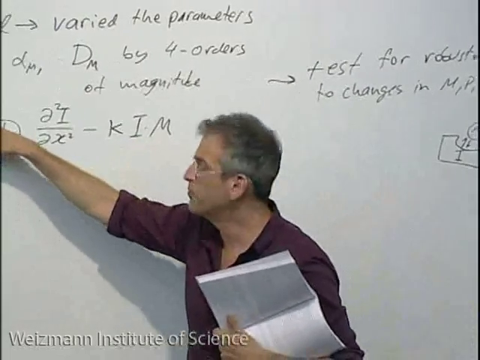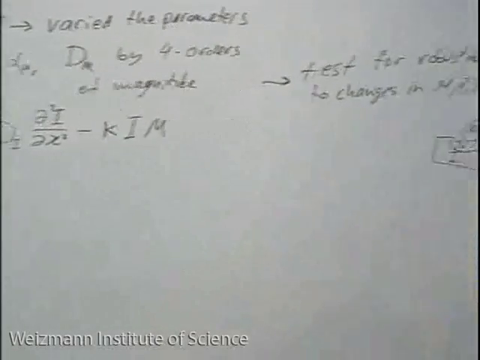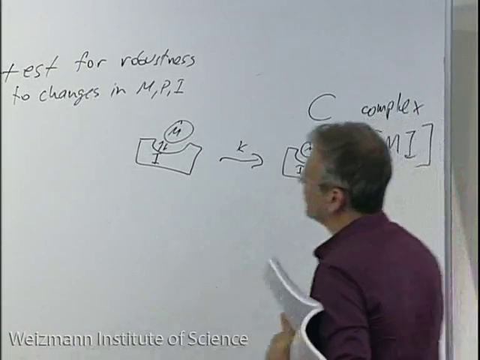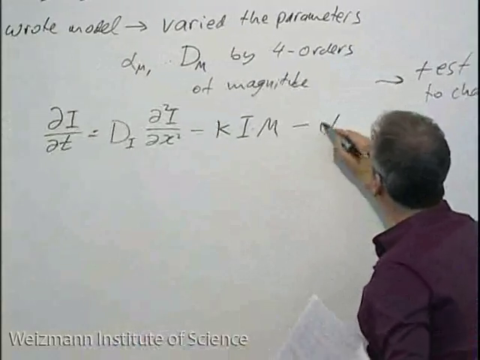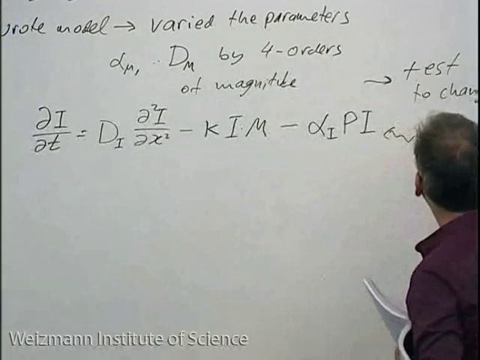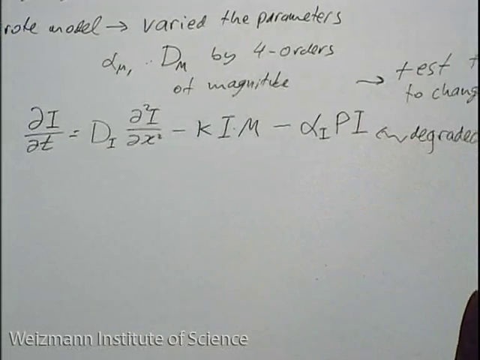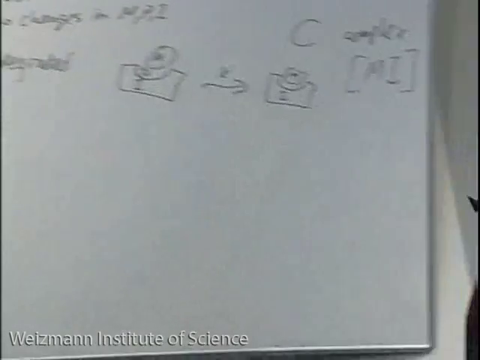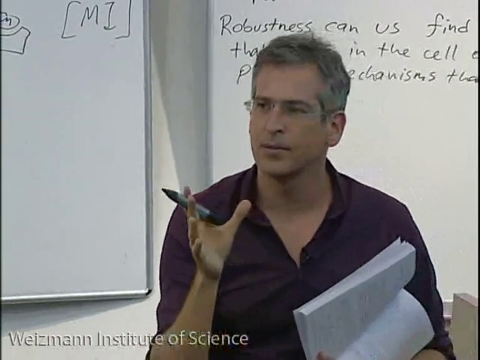And then, of course, we lose a free I. It goes into the complex C, the complex of M and I. And I can also be degraded by our protease at a rate alpha. So we have here an equation for diffusion, complex formation, and degradation. Any questions about this?